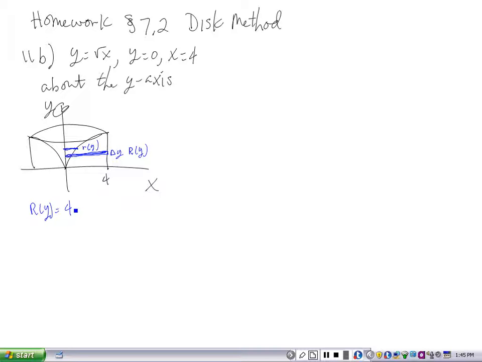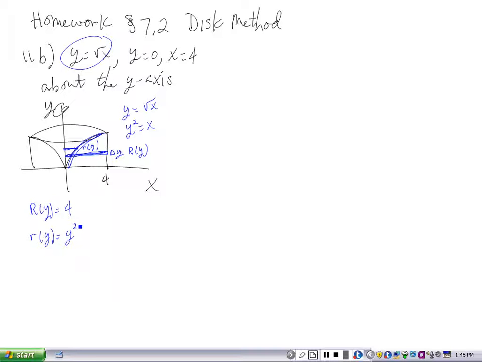Now the little radius, we have to work on that. Notice that I'm given y equal to the square root of x, but everything has to be solved in terms of the radius thickness, delta y. So if I have y equal to the square root of x, then that implies that y squared is equal to x. So little r of y is just the curve. You get the curve here, right? The curve is given by y squared.